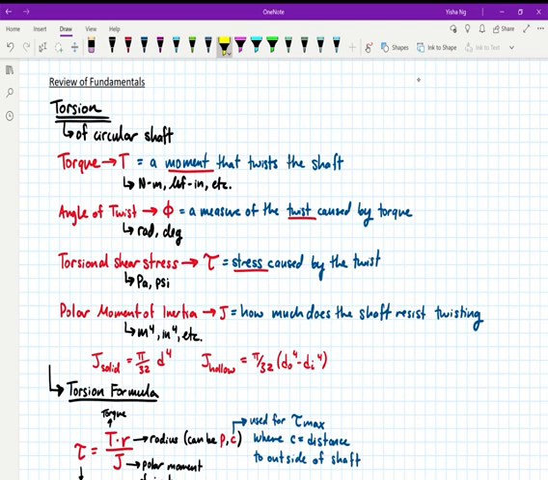So the 2 equations for polar moment of inertia that you're going to need to know are polar moment of inertia of a solid shaft here, and then for a hollow shaft here. The only difference between the 2 is that here for a solid shaft you've just got the 1 diameter, and for a hollow shaft, you have your outer diameter and your inner diameter, and those both play into the equations.